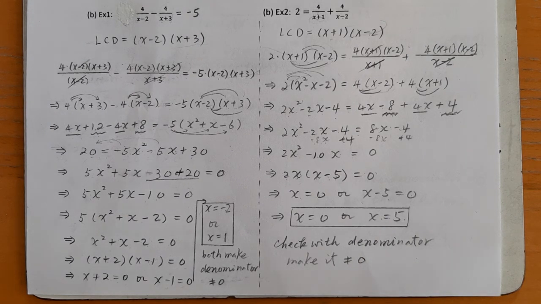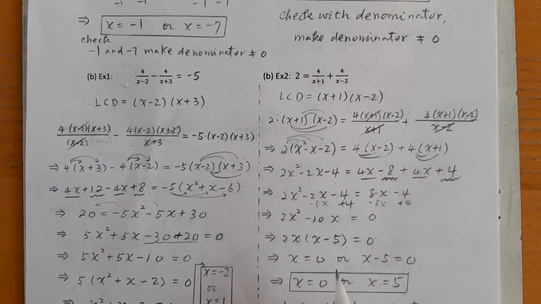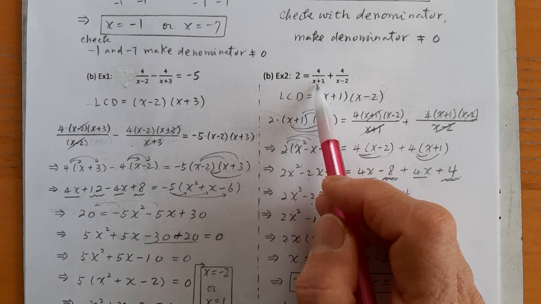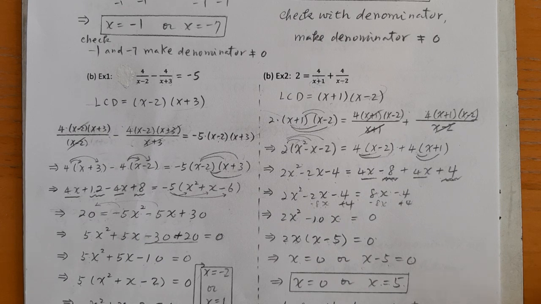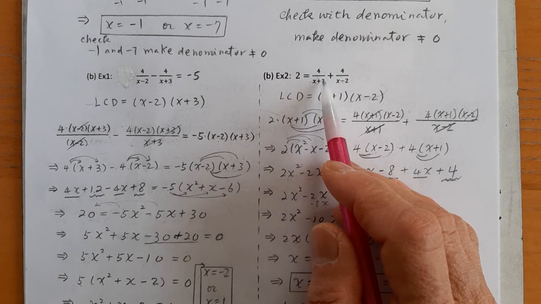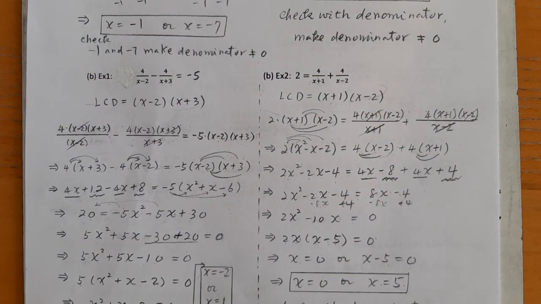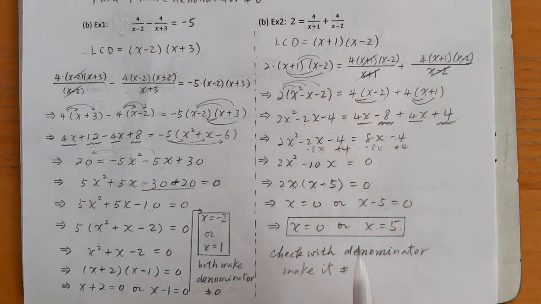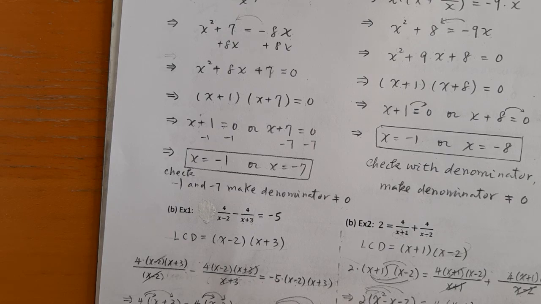Then always plug into the denominators of the original equation to check. So x equals 0, you plug in: 0 plus 1 is 1, 0 minus 2 is negative 2, making the denominator non-zero. And the 5, plug into the denominator: 5 plus 1 is 6, and 5 minus 2 is 3, making the denominator non-zero. So the solutions are 0 and 5. Always have to check with the denominator. If it is non-zero, that's the solution.